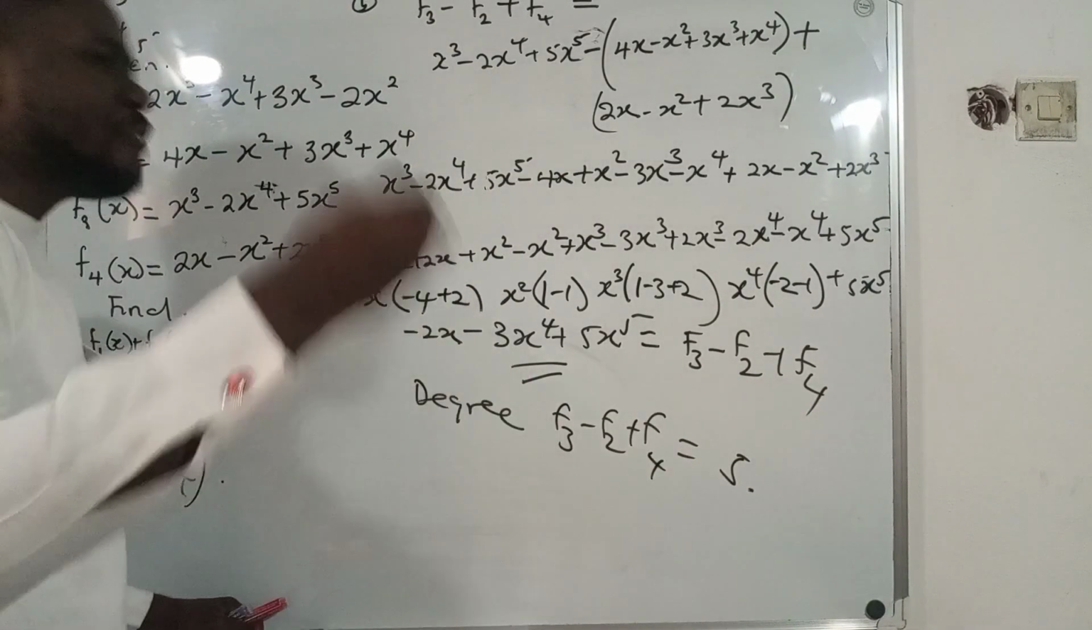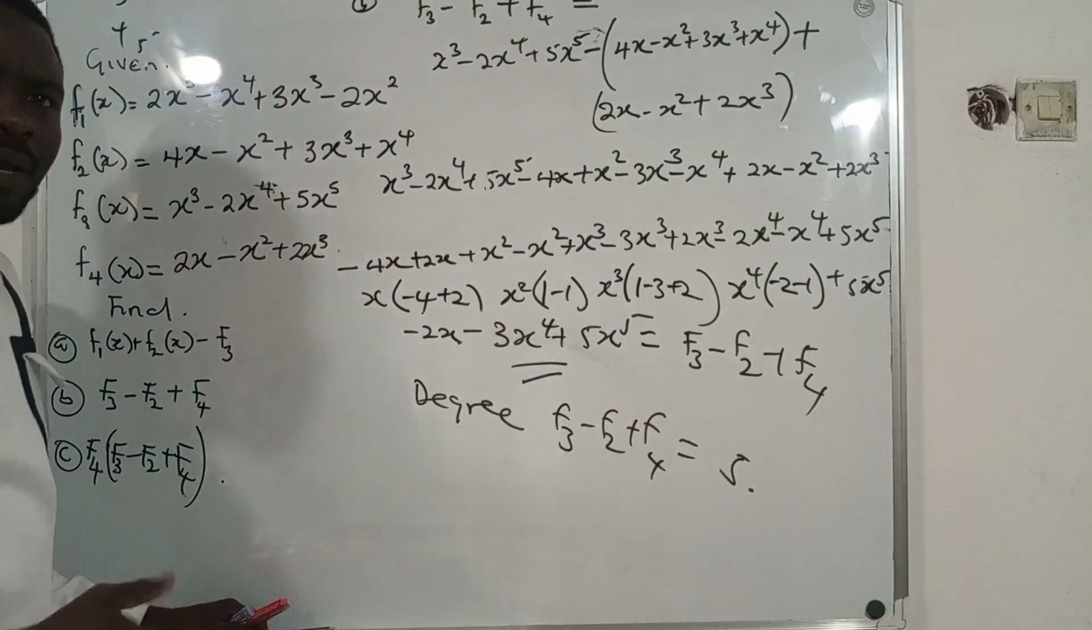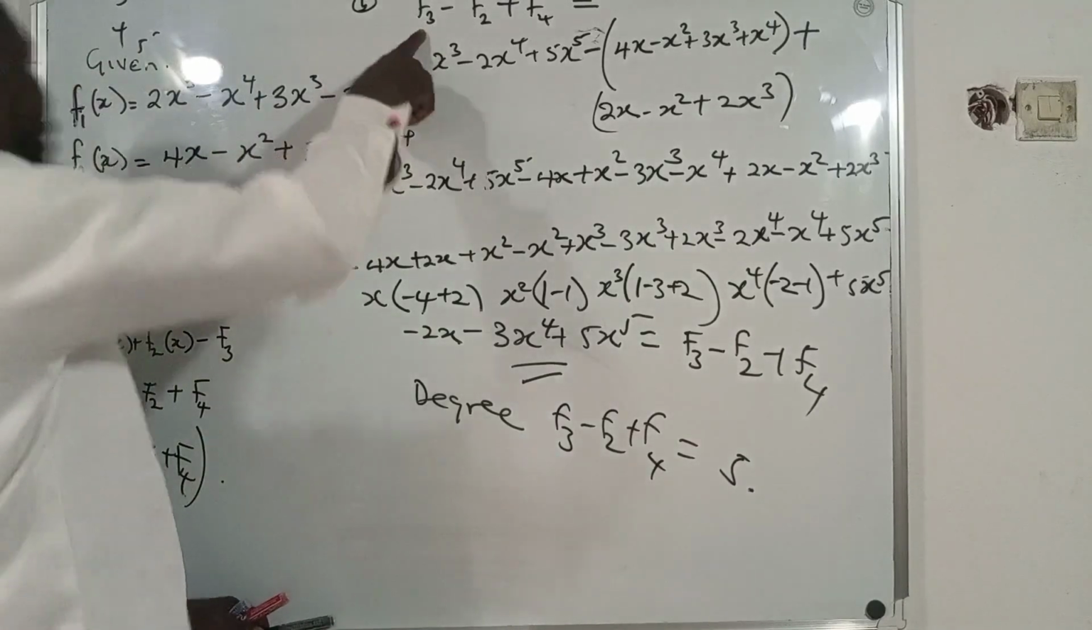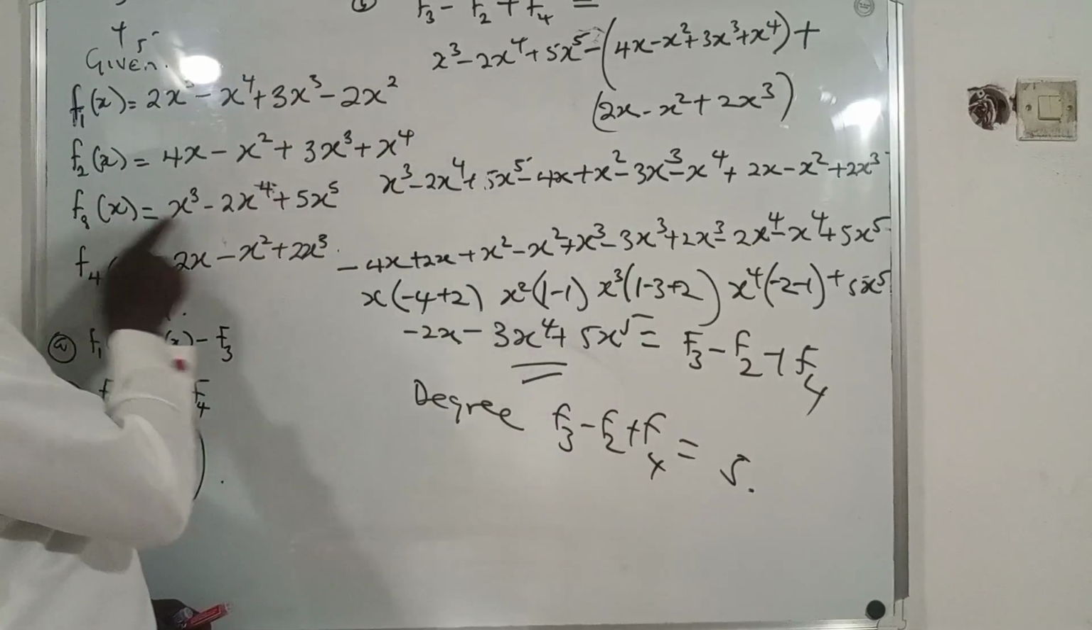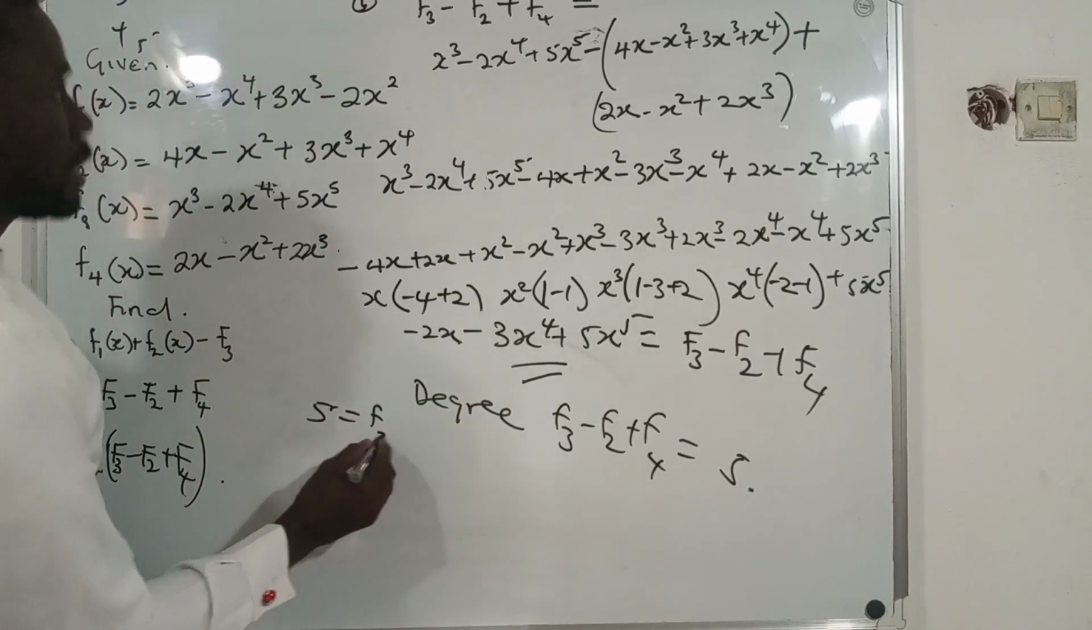I told you that if it's an objective exam, you don't need to do all of this because it will take your time. What do you do in that case? Just ask yourself, what is the degree of the F3? Go through F3, the highest power is 5. You say 5. F3 degree is 5.